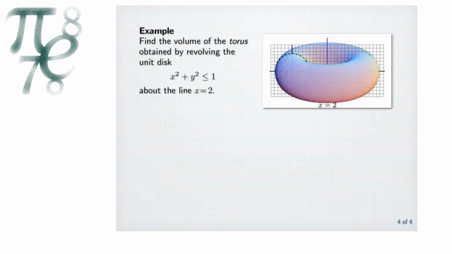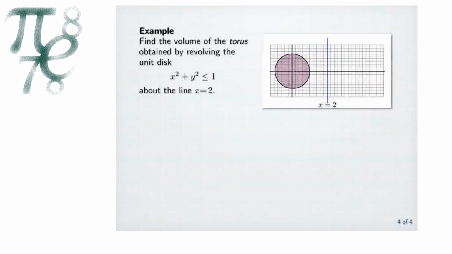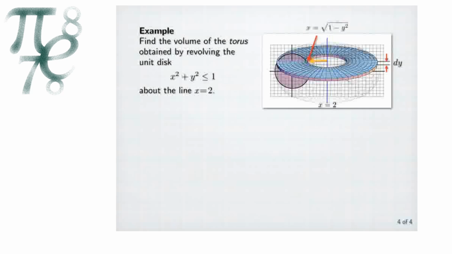Slices perpendicular to the axis of rotation are the result of rotating horizontal slices of the region about the axis. Notice that again, these slices are washers with thickness dy. To write the washer volume dv, we need the inner and outer radii expressed in y. The inner radius will be the distance from the axis to the right side of the unit circle, where x is equal to the square root of 1 minus y squared. The outer radius will be the distance from the axis to the left side of the unit circle, where x is the negative square root of 1 minus y squared.